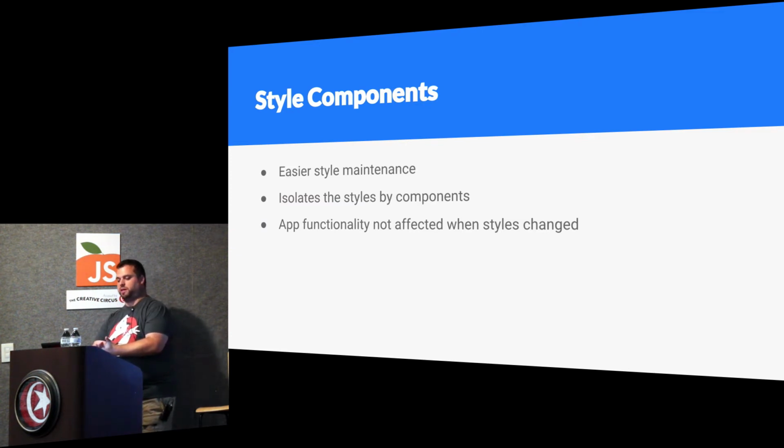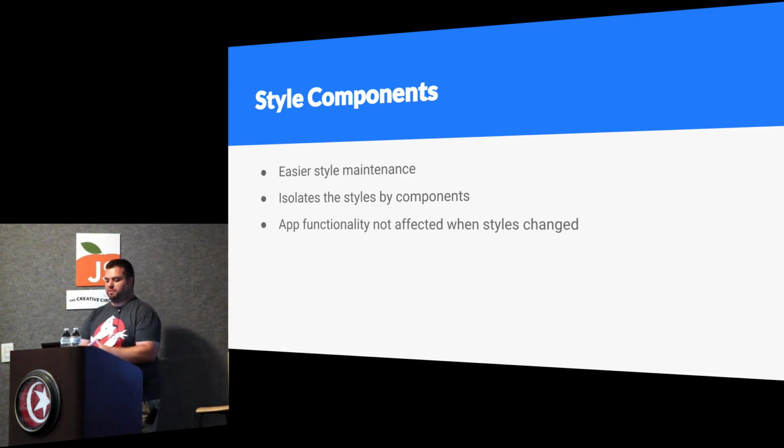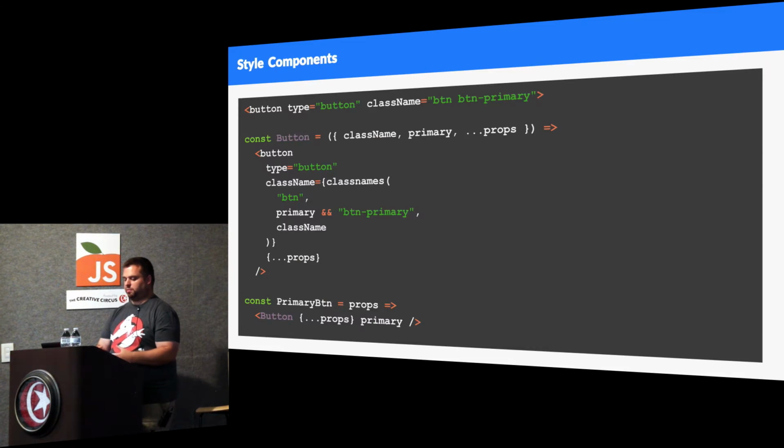Okay, so style components. Style components are essentially ways that you can isolate styles from the rest of the app functionality. It's similar to the stateless function in a lot of ways, but you can just isolate those styles into those individual components.